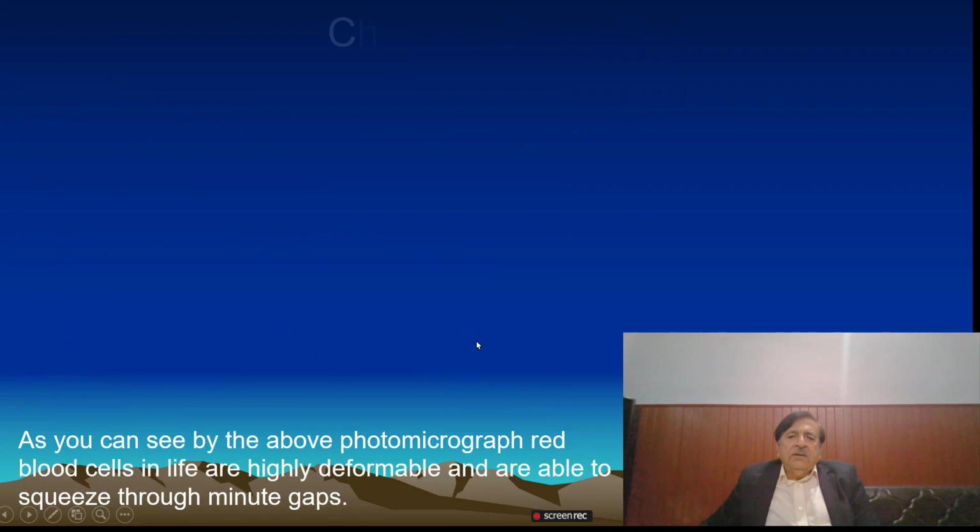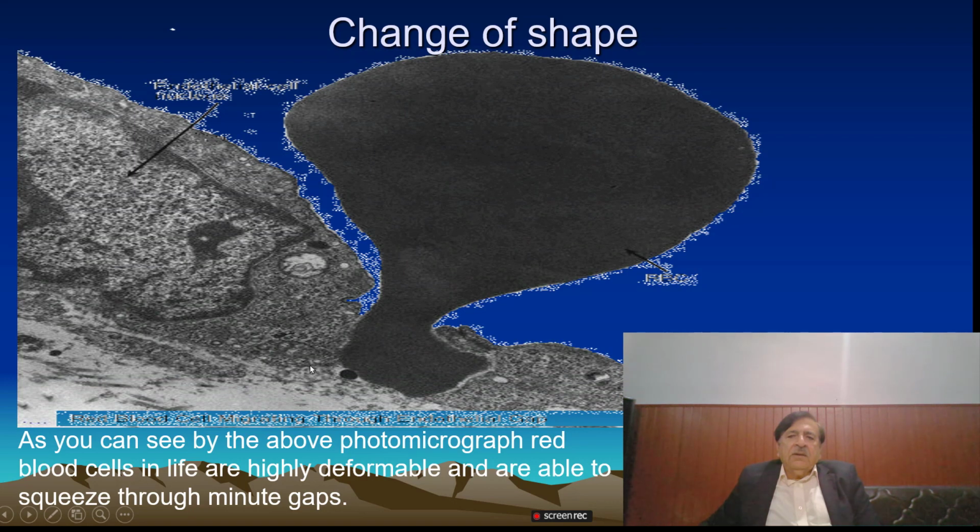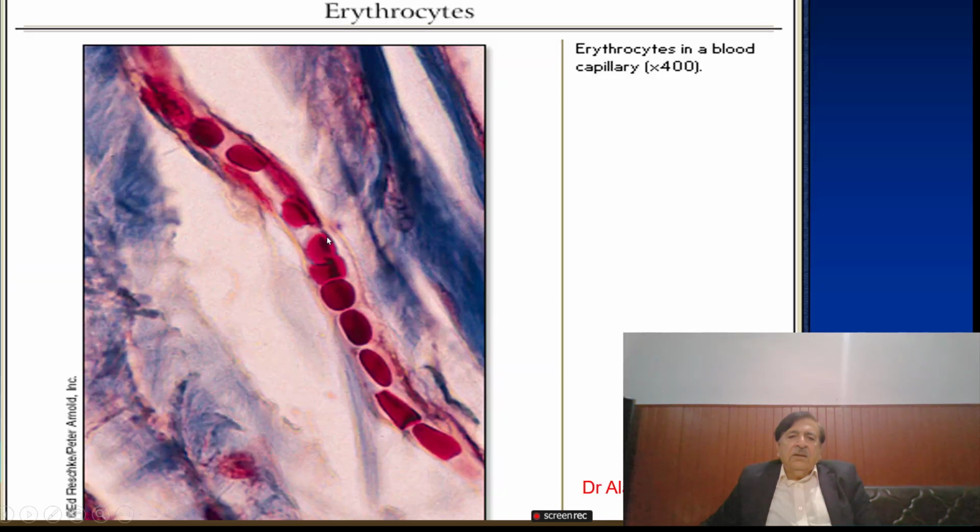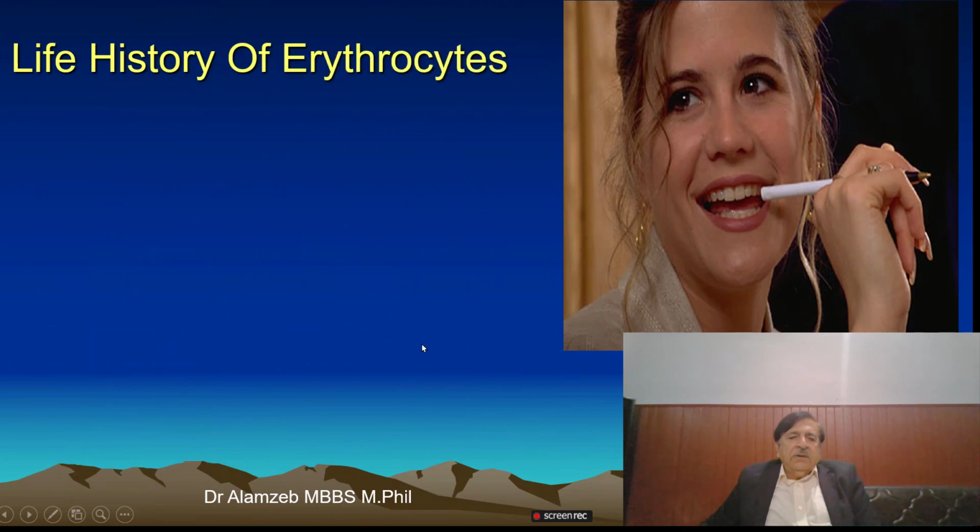Red blood cells in life are highly deformable and are able to squeeze through minute gaps. A large RBC, large in size compared to the capillary, changes its shape and passes through this narrow capillary. This is a 400 times magnified picture of a vessel in which RBC are circulating and changing shape. You can see various shapes of RBC in this narrow capillary: oval, round, cylindrical, pyramid shape and elliptic. So when the RBC passes through a narrow capillary, it changes its shape according to the shape of the capillary.